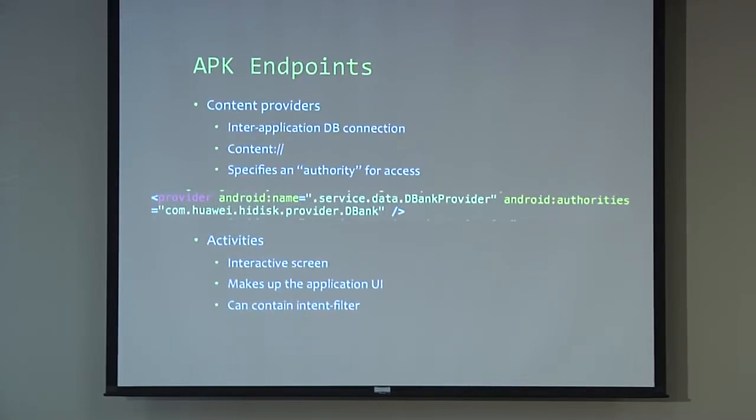Activities are what you see on your device. It's an interactive screen. It makes up the application UI. And it can contain an intent filter. So it can be launched using an intent from ADB or from another application. So that allows you, like if you have an app and it says look at your contacts, and you hit the button, it'll pop up the activity for your contacts. It may not have access to all of your contacts, just whichever one you select, right?